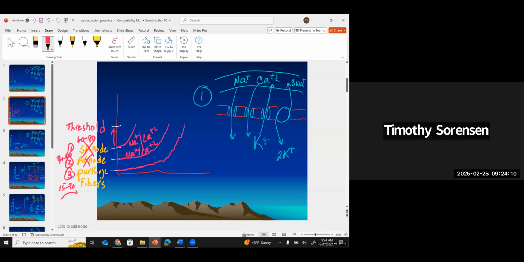So anyways, that's why the SA node is the pacemaker of the heart. And if your SA and AV node fail, you have what's called third degree heart block, and you need a permanent pacemaker.